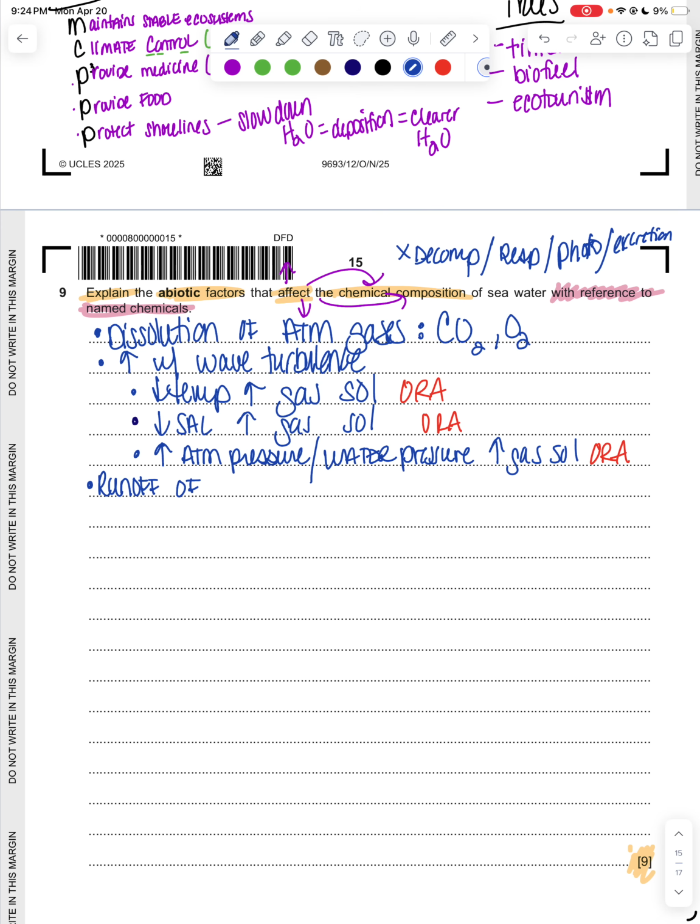Runoff of fertilizer is not biotic because it's not alive. It has to be taken in by a plant first. Fertilizer will increase the nitrates, PO4s, phosphates, magnesium ions, calcium ions.